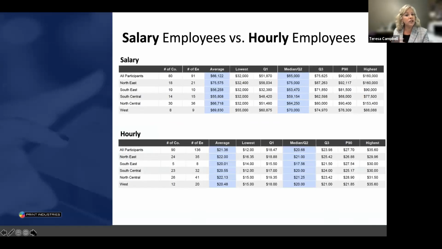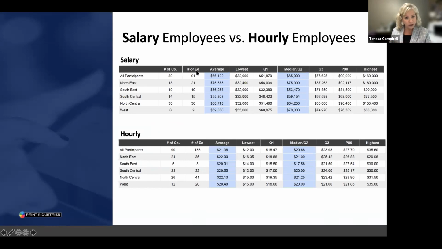The report goes into 2 sections in the front half. One is salary and one is hourly, and that really shows you your more management style employees versus your hourly employees. And we ask you to input the information in that fashion. So we're comparing apples to apples. We're looking at information that is correct.